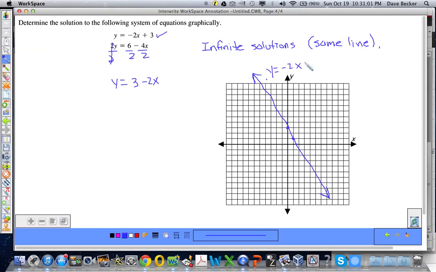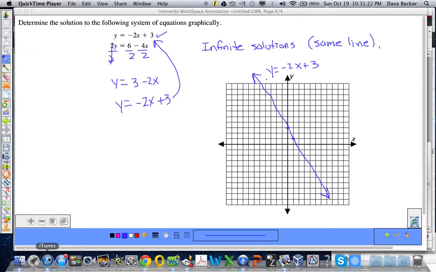And what I was saying before, that you should notice something, this is just written a little differently. Can't I rewrite this as y equals, put the negative 2x first, then the plus 3? And you can see it's exactly the same. And so you know it should be an infinite number of solutions. So that is it for this lesson.